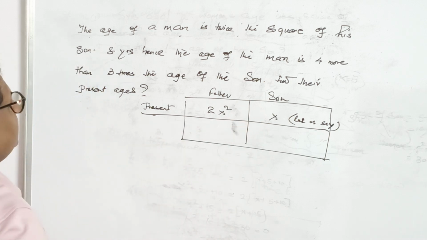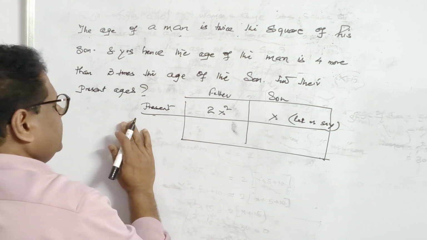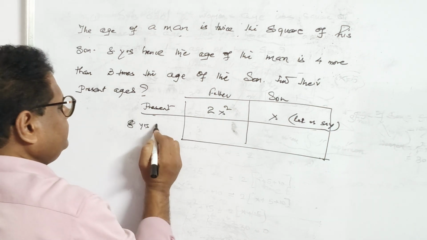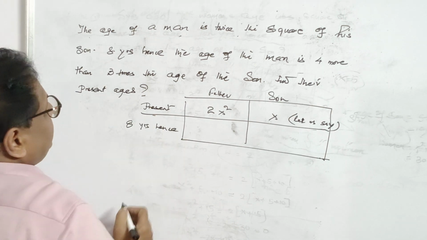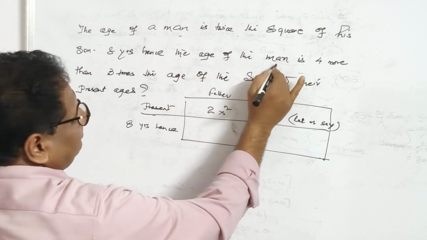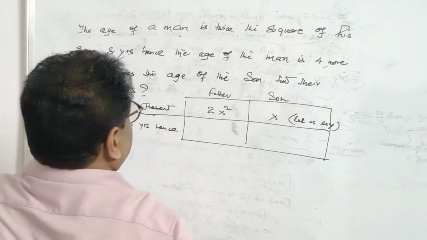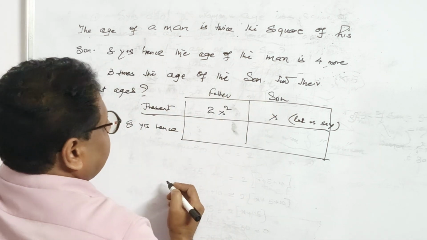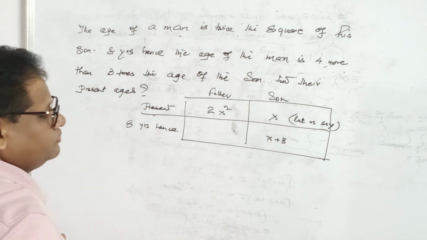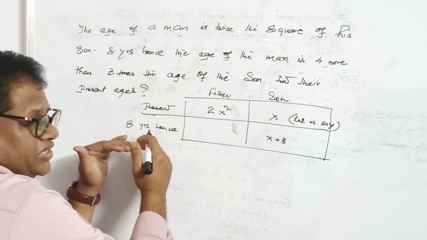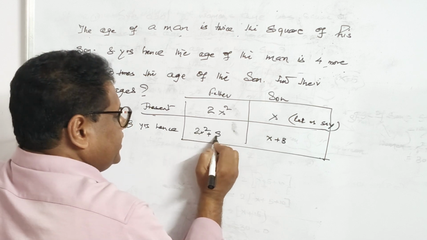This is the relation. Now the second part says 8 years hence, that is, after 8 years. What does the statement say? 8 years hence, the age of the man is 4 more than 3 times the age of the son. Now after 8 years, the son's age will be x plus 8 first of all, because we are adding 8 years to the present age. As well, the father's age will be 2x square plus 8.